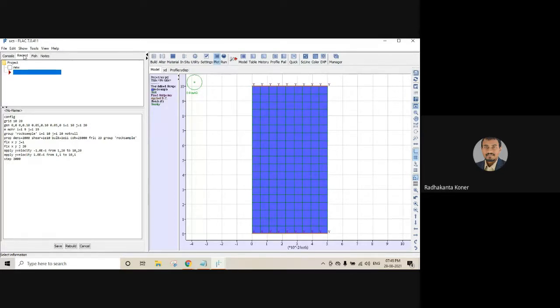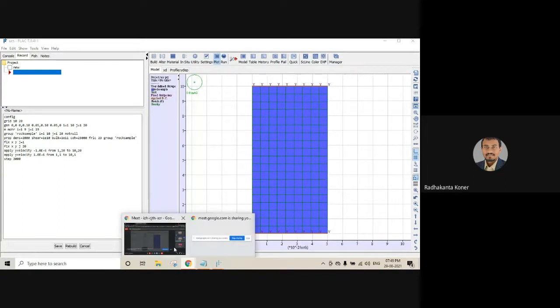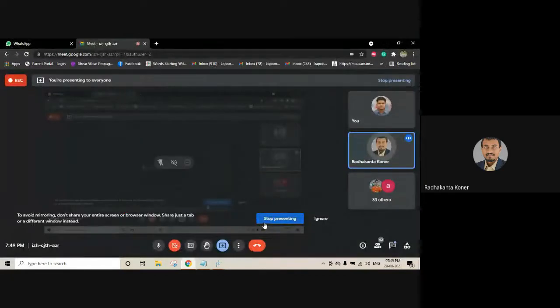So my suggestion would be to always use this command mode. Initially it will look inconvenient, but in the longer run it will be very useful for you. So this is all about today. I had thought about covering a few more things, but time does not permit because I have to take some questions from you. If you have any question, please ask now.